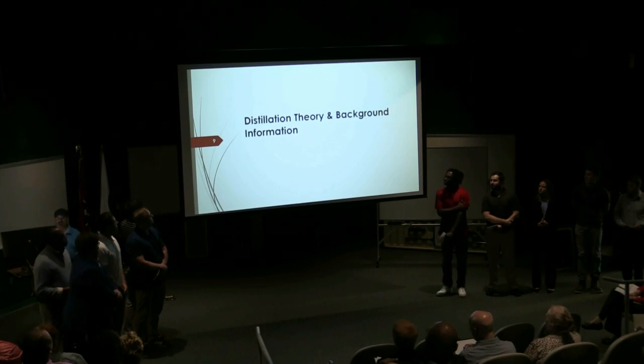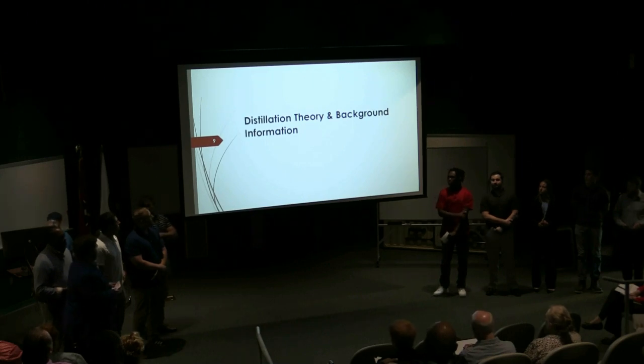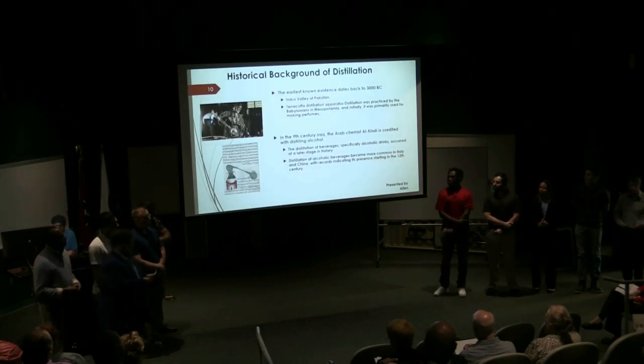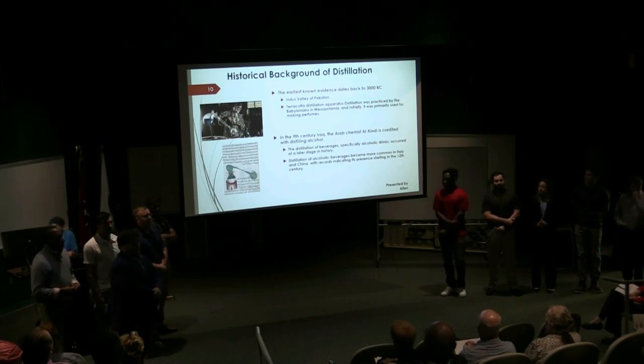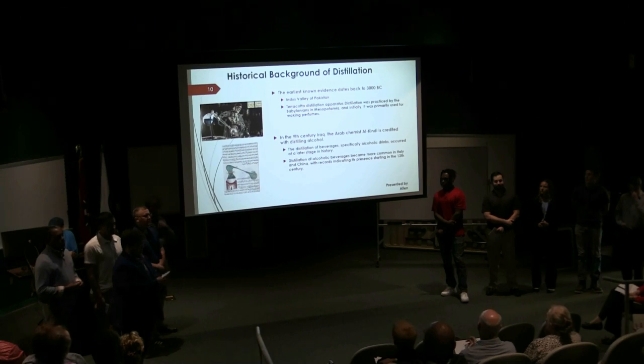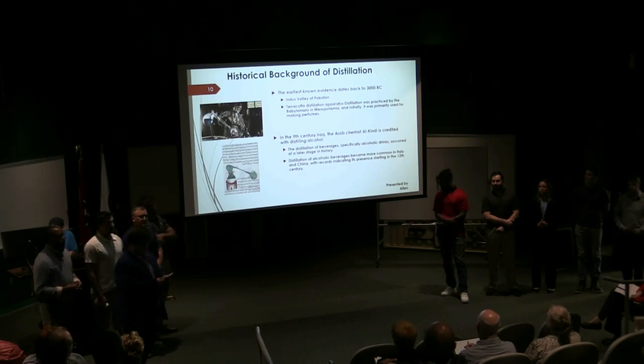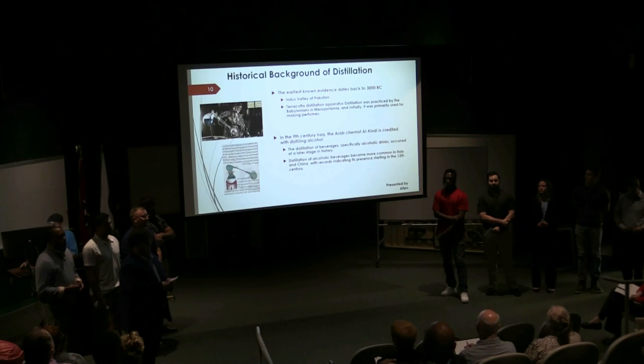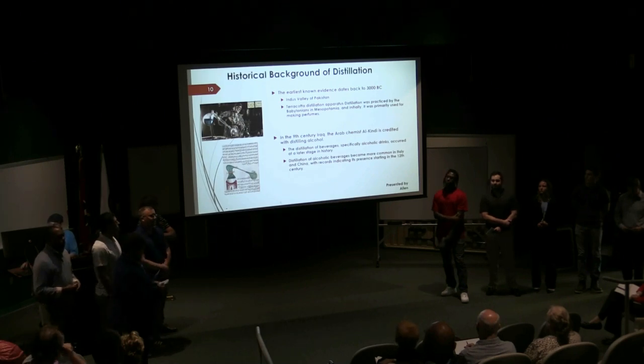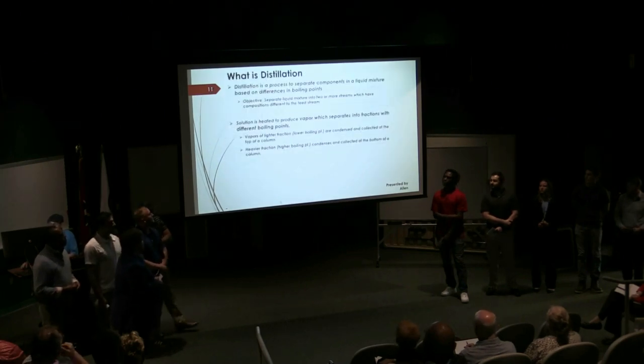At this point, we'll introduce some distillation theory and background information. Here is some distillation history. Some of the earliest evidence of distillation is in 3000 BC in the Indus Valley of Pakistan. In the 9th century, an Arab chemist, Al-Kindi, first distilled alcohol. By the 12th century, the distillation of beverages became common in Italy and China.